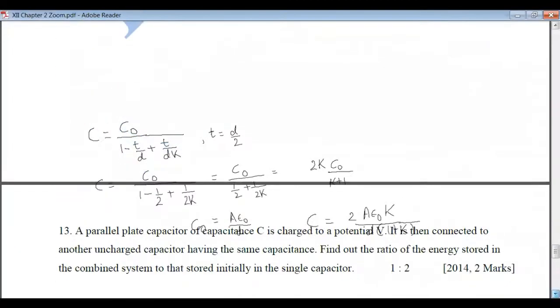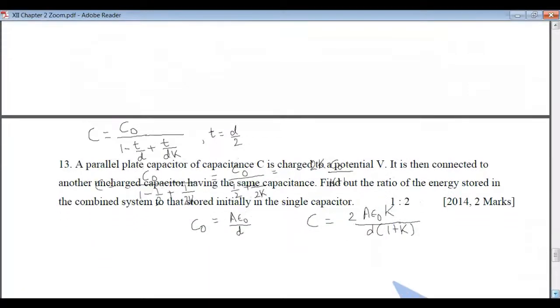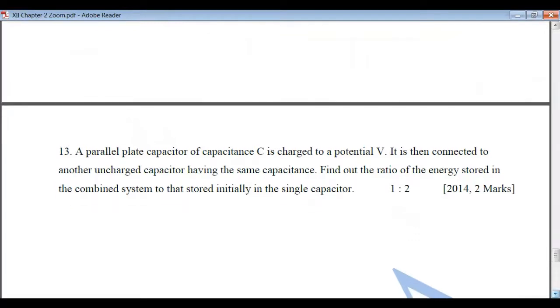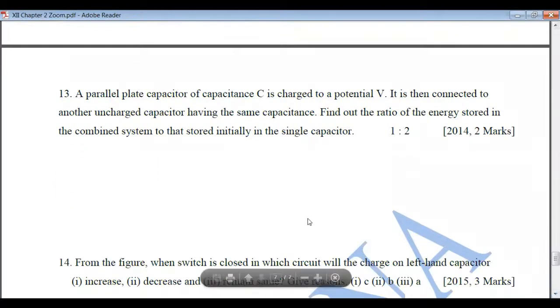Question number 13, which is a parallel plate capacitor of capacitance C is charged to a potential V. It is then connected to another uncharged capacitor having the same capacitance. We have to find out the ratio of the energy stored in the combined system to that of the initial single capacitor. Okay, now here for a single capacitor, if its capacitance is C and is charged to potential V, its energy is given by half CV square.